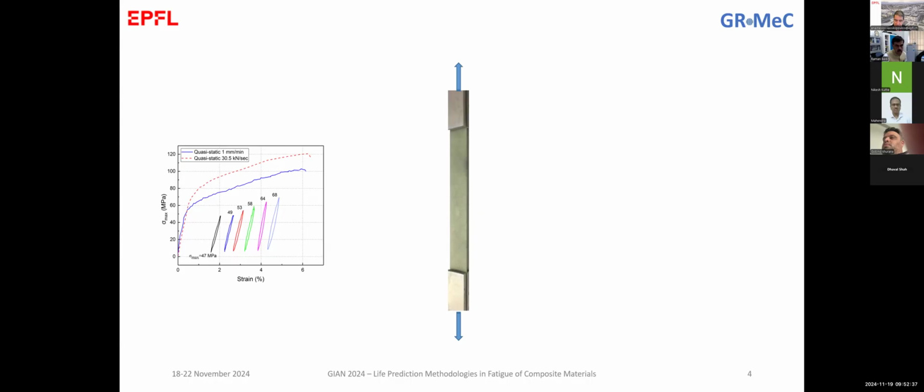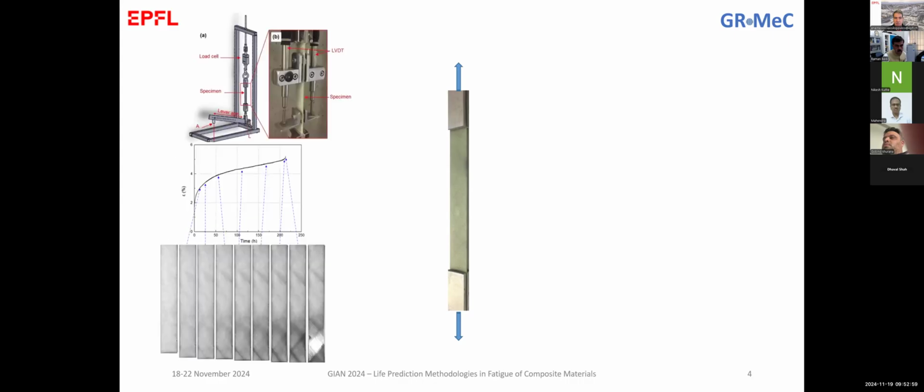So we described and discussed very briefly until now the quasi-static testing of composites and the fatigue testing of composites. And we've seen here that there is also a viscoelastic effect on the composite material. To investigate this viscoelastic effect, we have to discuss creep. So probably you all know what a creep test is. It's a test where we apply a certain load and we measure the deformation of the material.